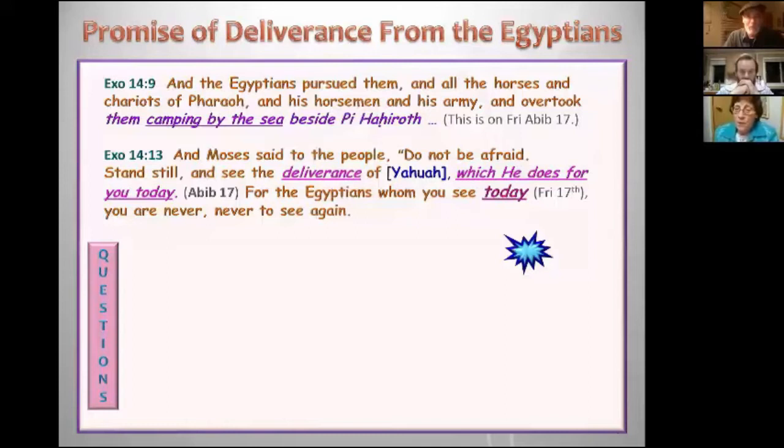I'm sure the people were frightened, but Moses said to the people, "Don't be afraid. Stand still and see the deliverance of Yahuwah, which he does for you today." This is already into the night season, okay? We're still on Abib 17. And then he says something really, really great. "For the Egyptians who you see today, on Friday the 17th, you are never, never to see again."